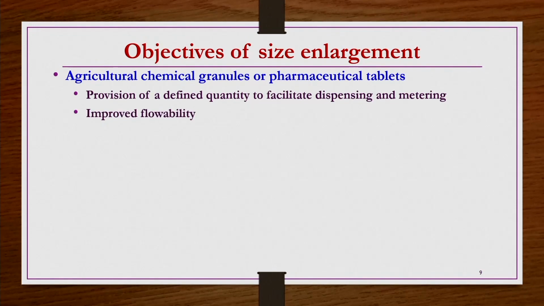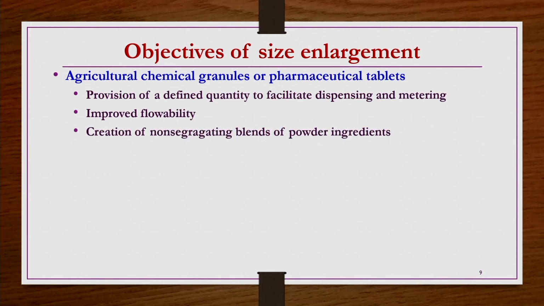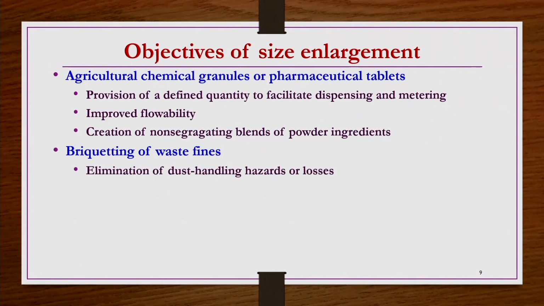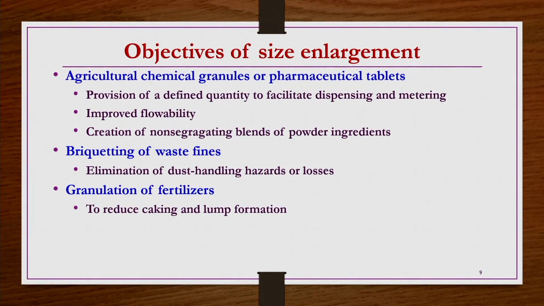Then improved flowability also. After forming by some briquetting operation or compressive size enlargement methods, the tablets you make will not be packed immediately in wrappers. They may flow from one process to the product collection vessel. So the flowability should be comfortable, and during the flow they should not break. Then creation of non-segregating blends of powder ingredients, briquetting of waste fines such as elimination of dust handling hazards or losses, etc. Then granulation of fertilizers to reduce caking and lump formation.